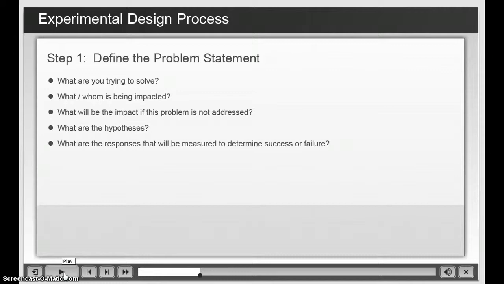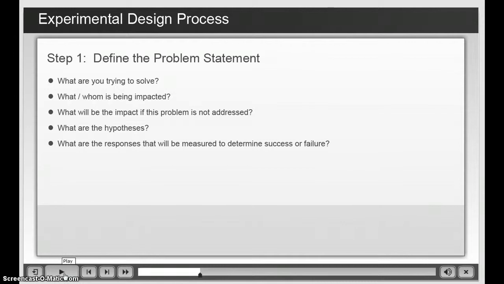Next question is, what will be the impact if this problem is not addressed? This helps to know how much money should be invested into gathering data. If it's a small impact, then maybe it's just a small amount of data or a small experiment that needs to be run. If it's a large impact and it's very critical to the business, then that will lead to more data and more money being put into it.